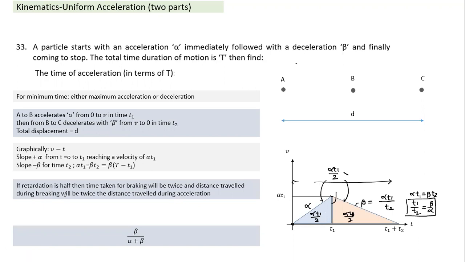The other thing we understand is, suppose I give a number here: acceleration is 2 meters per second square and deceleration is 1 meter per second square, and total time is 6 seconds. In this case, can we easily calculate the time for acceleration? Out of the total travel time, acceleration time will be half of the deceleration or braking time. So acceleration will take place for 2 seconds and braking will take 4 seconds.